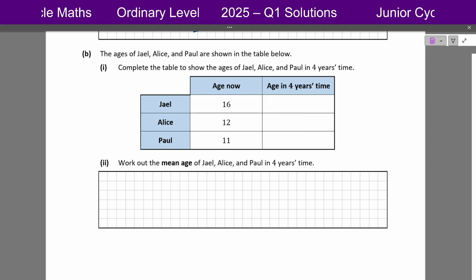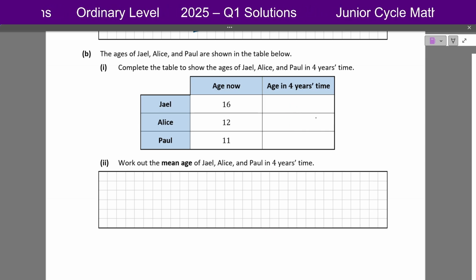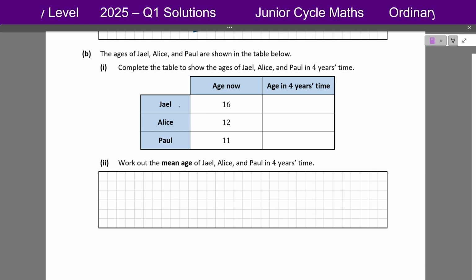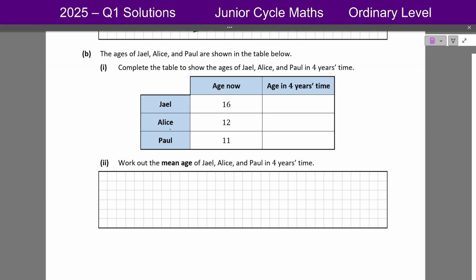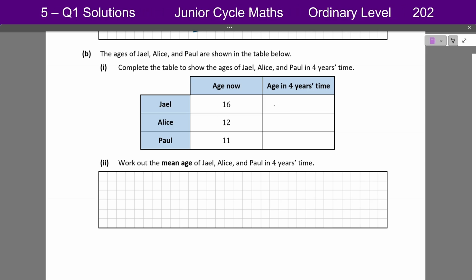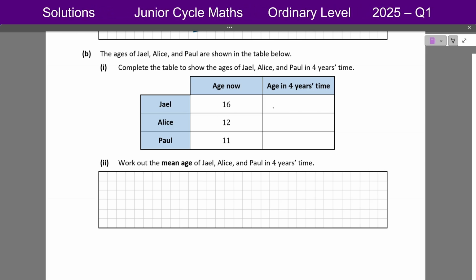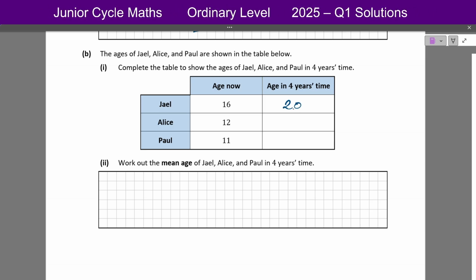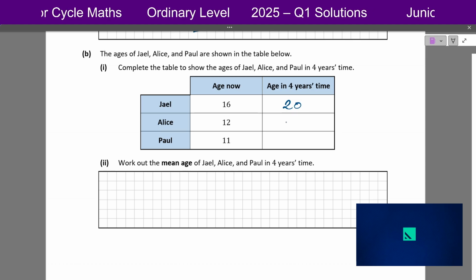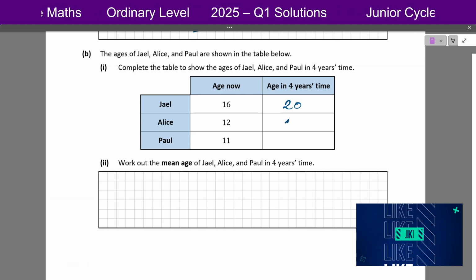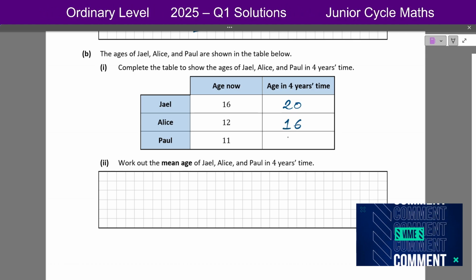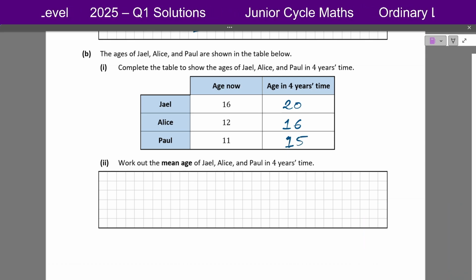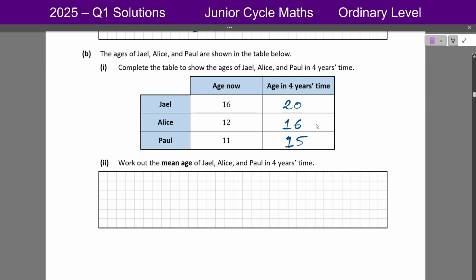We just need to add the value of 4 to each of the values in the column, because we need to find the ages in 4 years time. So 16 plus 4 is going to be 20, so we write down 20, and 12 plus 4 is going to be 16, and so on for the third one, which should be 15. So that's the first part.